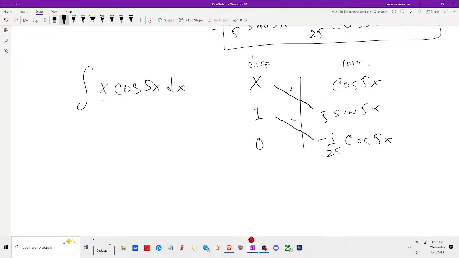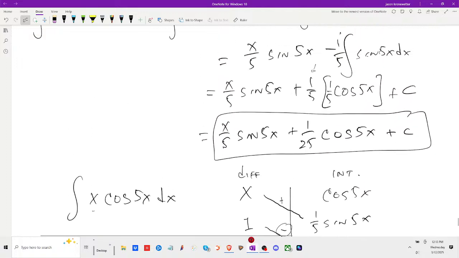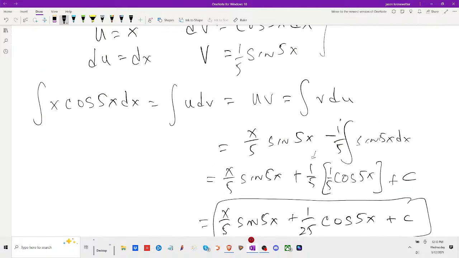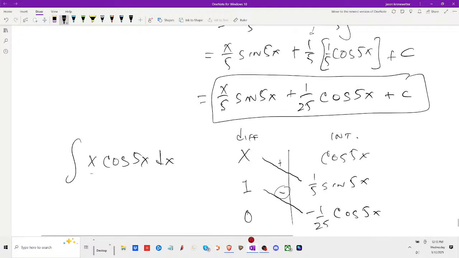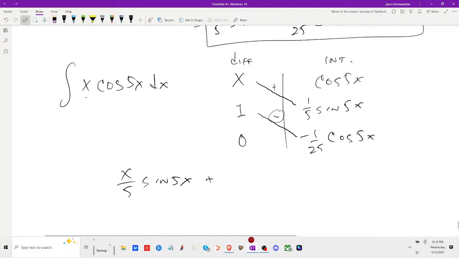Okay, now the way we write our solution is with these little diagonals, and this is a plus and this is a minus. So when I write that out, I have x over 5 sine 5x, and it would be a minus 1/25 cosine 5x, but this minus right here causes it to be plus. That's because we have this minus in the integration by parts formula. So we got the same thing.